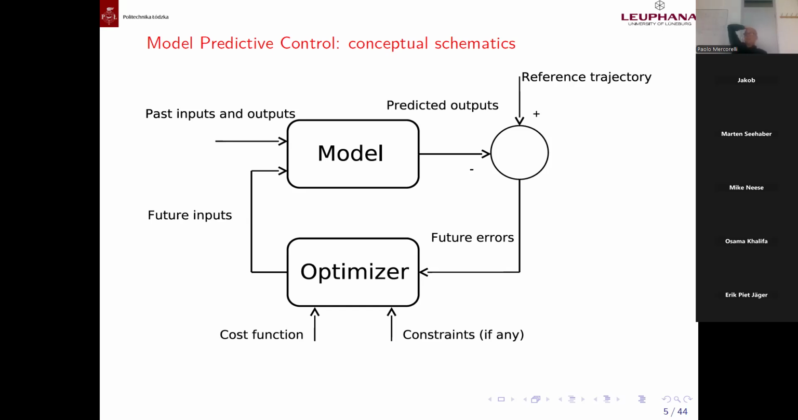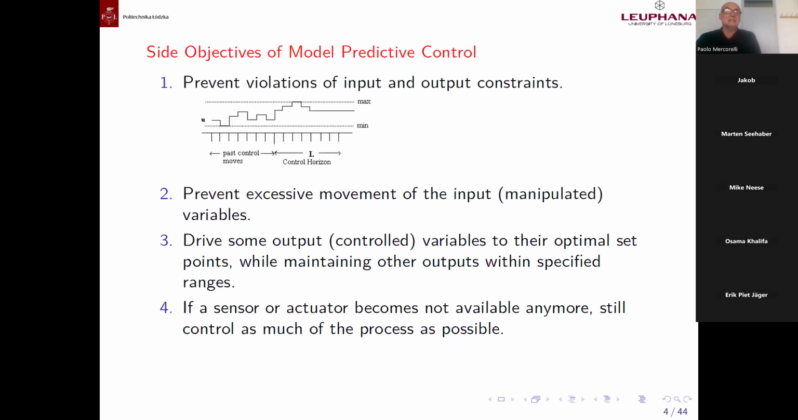Of course, the optimizer or the optimization method uses a cost function, together with the cost function, also the constraints. Not always are the constraints present explicitly, but if you remember this picture here, we can also try to include the constraints explicitly in the algorithm.